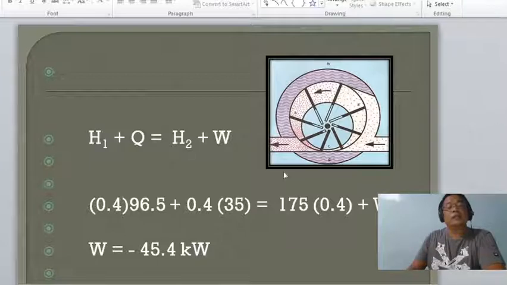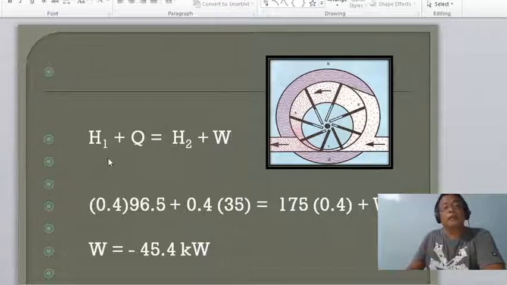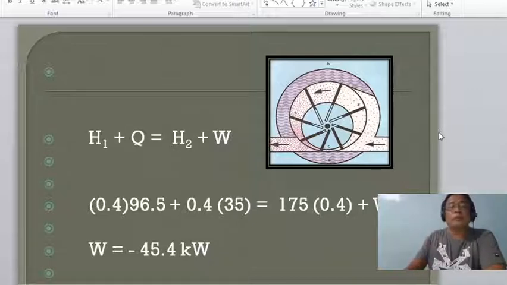So, this is very easy. Using now the original equation for steady flow energy and eliminating those energies which are not involved, the remaining energies, of course, are enthalpy, heat added, the final enthalpy, and the work. Substituting values now, the mass multiplied by the enthalpy, and the mass multiplied by the heat transferred, plus h sub 2, 175 times 0.4, plus W, where W is now equal to negative 454.